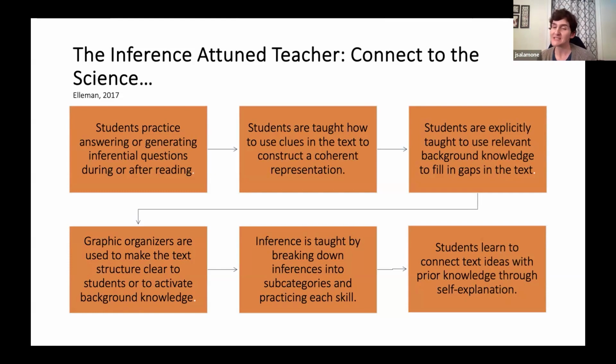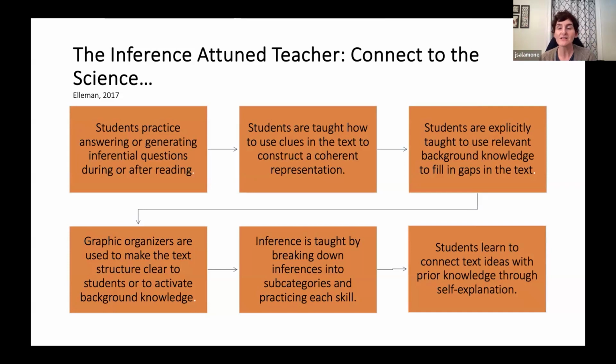We want to explicitly teach students to use their background knowledge to fill in the gaps in the text, starting with this idea of providing teacher modeling. I say this many times, but you are the most skilled reader in the room. So making your thinking, making your process transparent is really critical for kids. And then graphic organizers. They're very, very helpful to help with the text structure, to make it clear and to also activate background knowledge. And then thinking about the subcategories and practicing them.